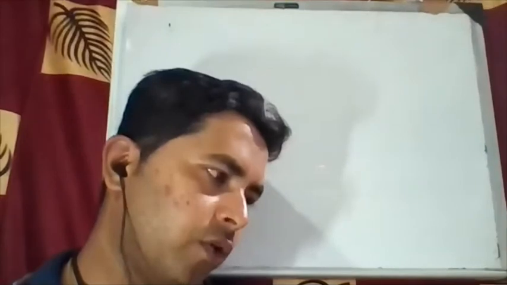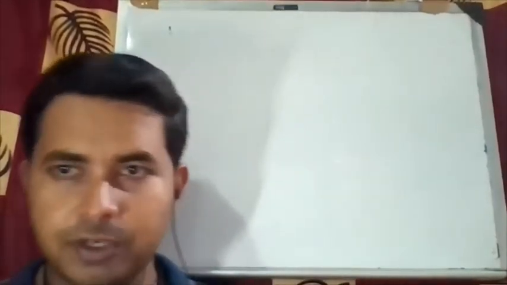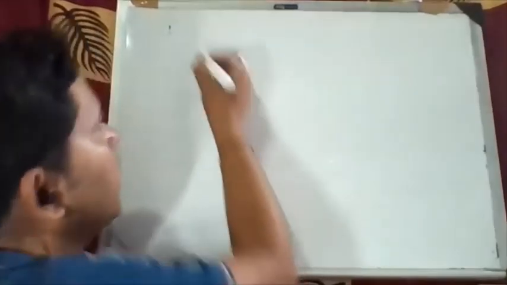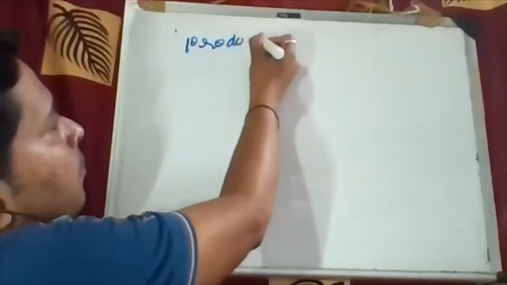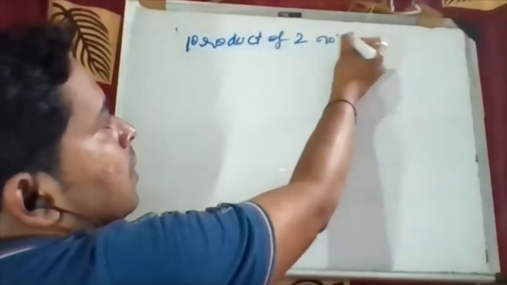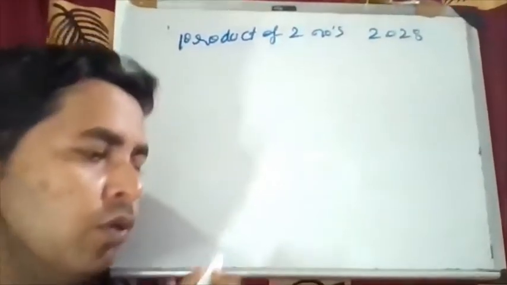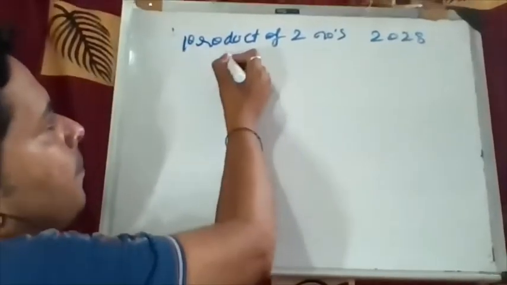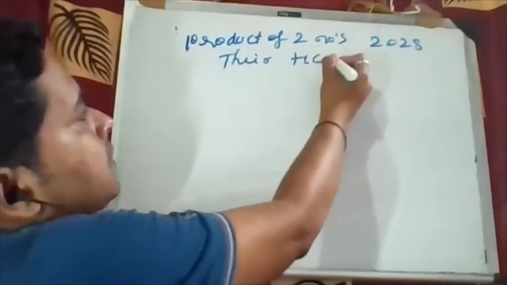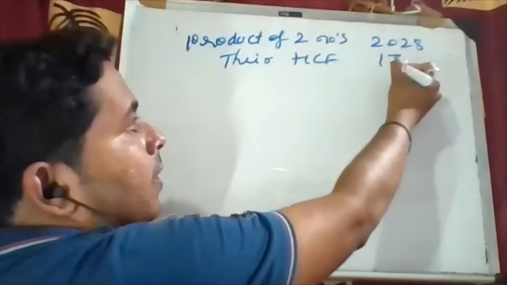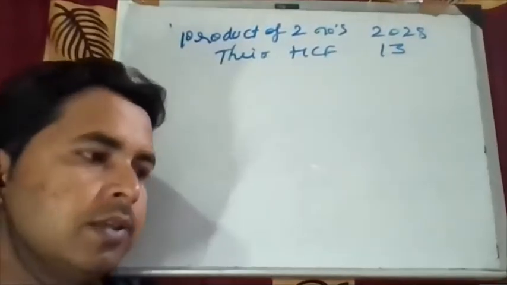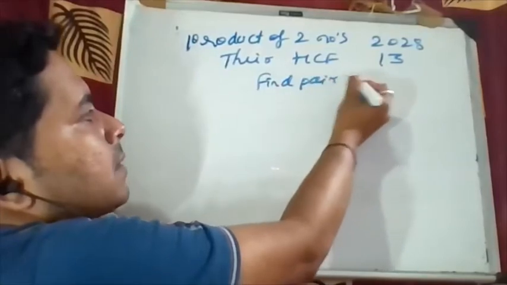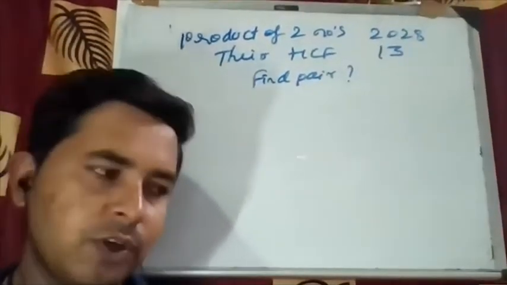So next, now I'll see the product of numbers. I'll take two numbers. The product of two numbers is 2028. दो नंबर के प्रोडक्ट क्या है? 2028 है, and their HCF is, I think, 13. वो दोनों नंबर के HCF क्या है? 13 है. So find the pairs, find out करना है. Find the pairs. Okay, pair in the sense you have to find the values only.